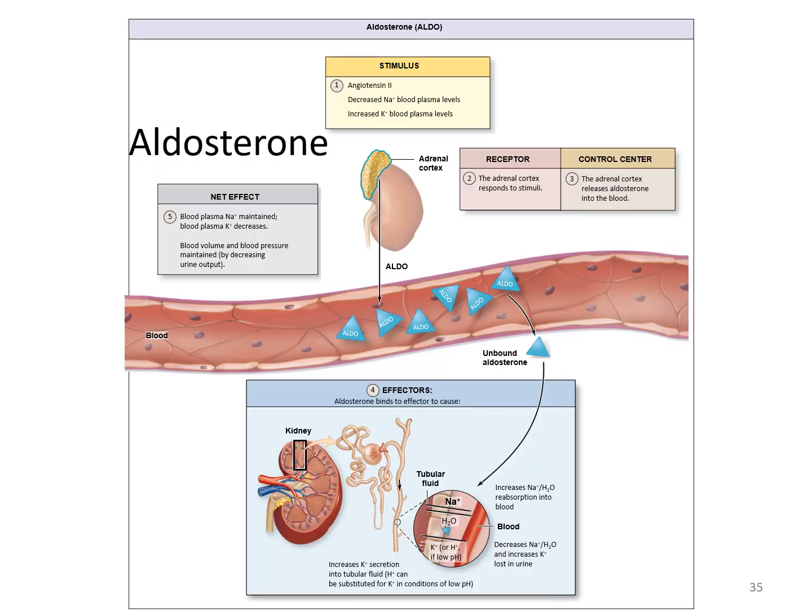The next one is aldosterone. So here are some of the stimuli for aldosterone. Angiotensin II can cause aldosterone release, as can decreased sodium blood plasma levels or increased potassium blood plasma levels. Aldosterone, we also remember from the endocrine section, comes from the adrenal cortex. So the adrenal cells in the adrenal cortex respond to any one of these stimuli and release aldosterone.